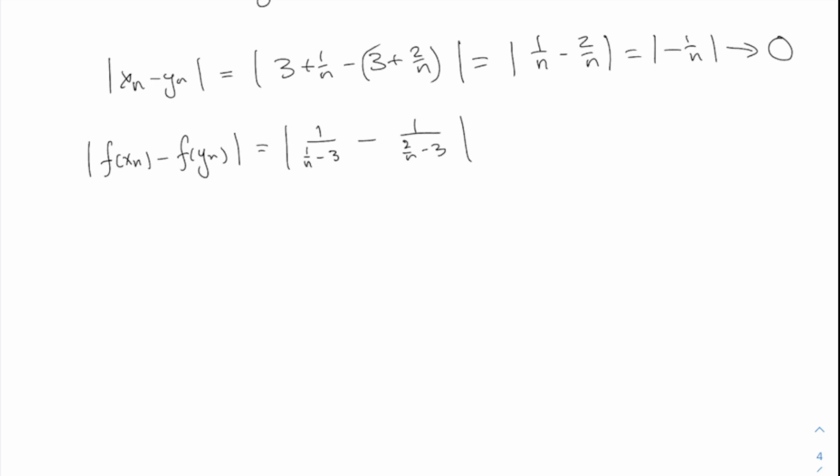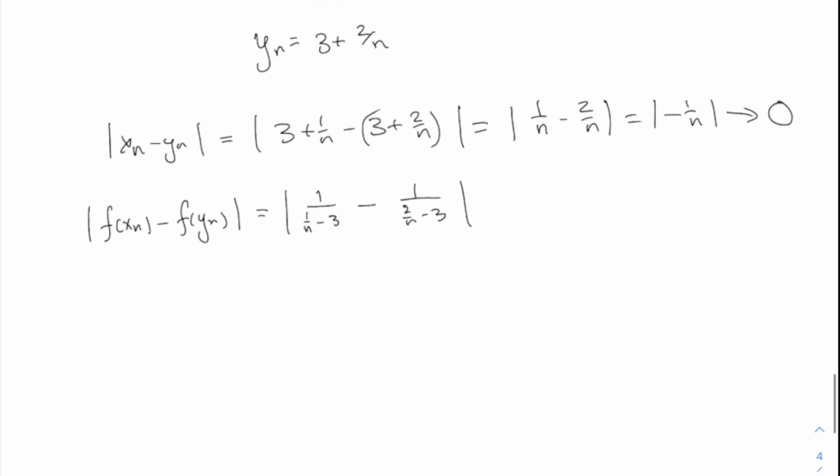did I do that right? 3 plus, yeah, thank you. Then it's not so bad to simplify. Yeah, it's 1 over, yeah, 3 plus 1 over n minus 3, right? That's how it is. And this one, 3 plus 2 over n minus 3.